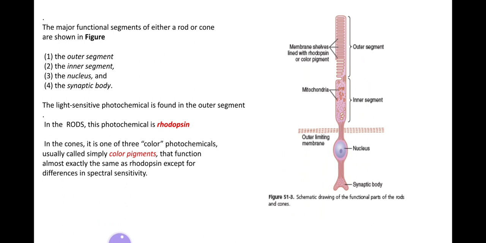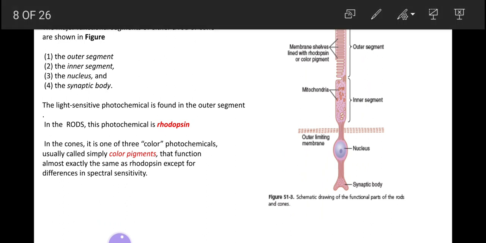This is the diagram of the functional parts of the rod. First of all, here is shown the outer segment. It contains a large number of discs, actually enfolded shelves of cell membrane. There are almost 1000 discs in each rod or cone.